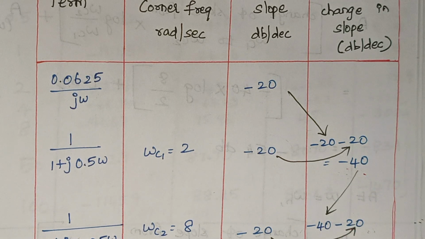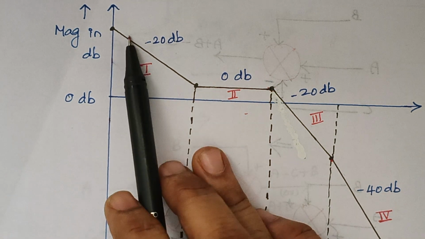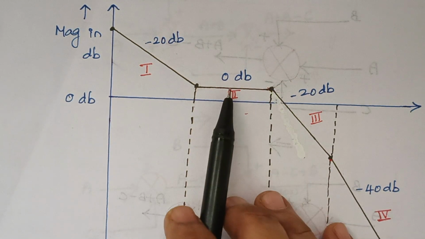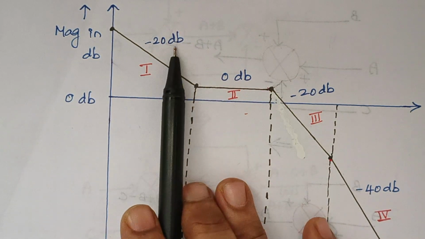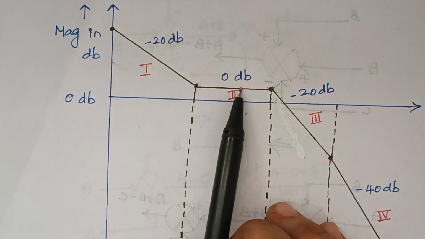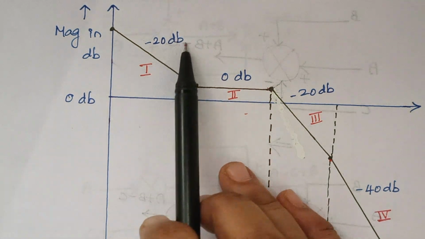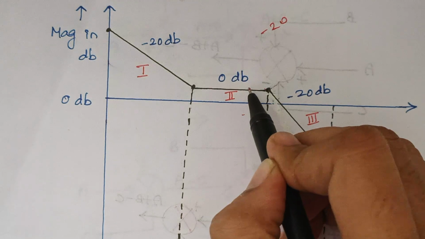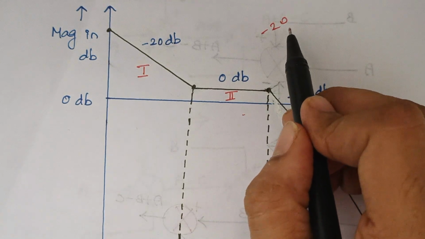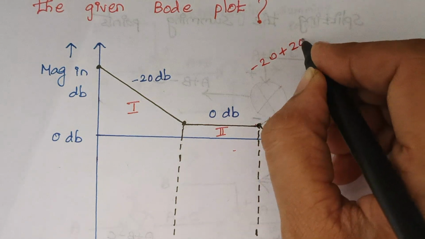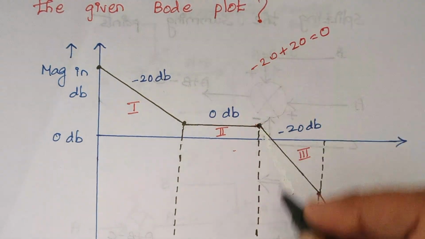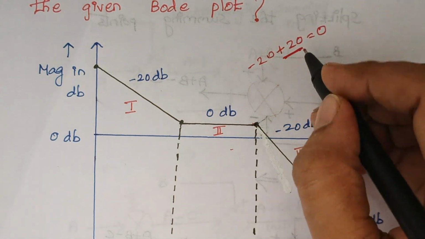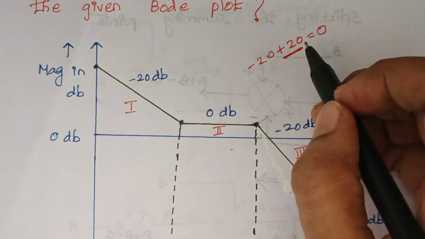Now when we look at our diagram, initially we have -20, then it becomes 0. So what does it mean? That there is an addition of +20 to this value, so that we get the answer as 0 dB, right? Here we have -20, and the final answer is 0. So what should be added to this -20 to make it 0? We should add +20, so that the answer is 0, right? So what does this +20 indicate to us? That is an s term in the numerator part, right?